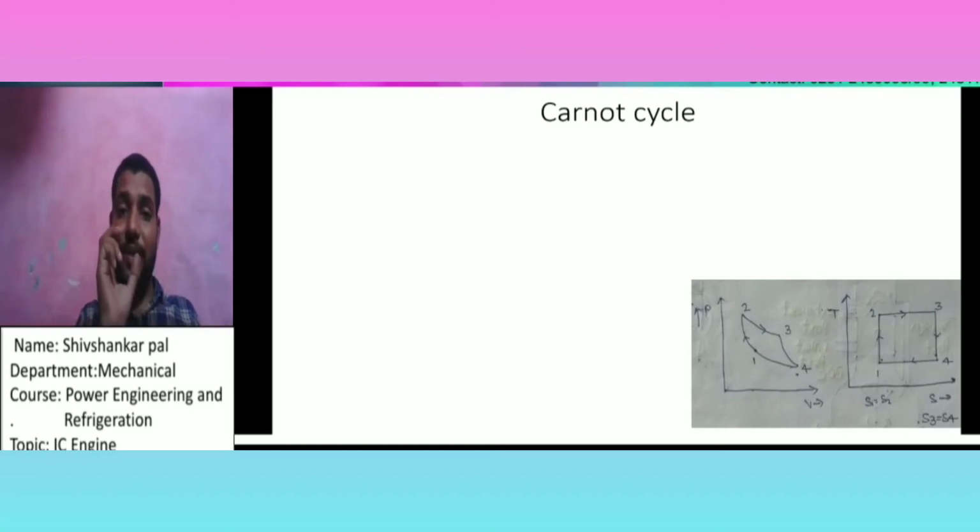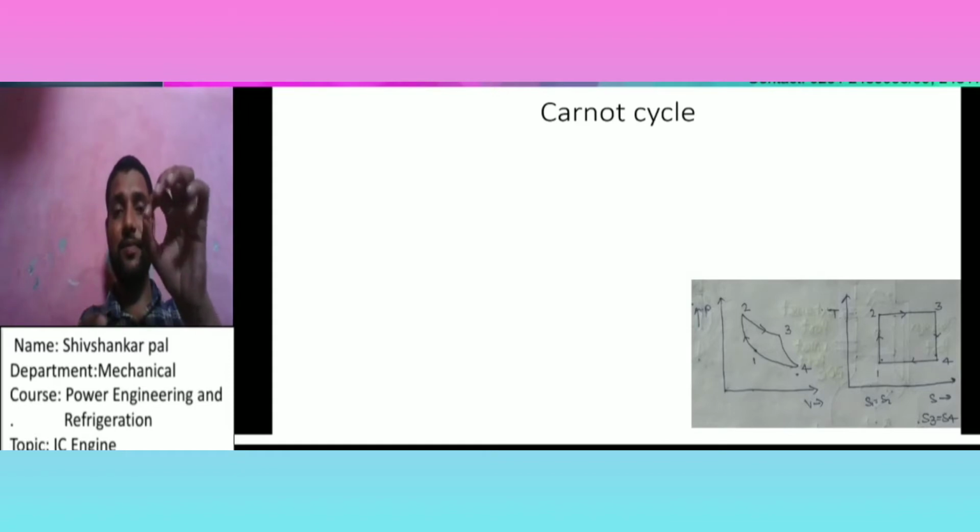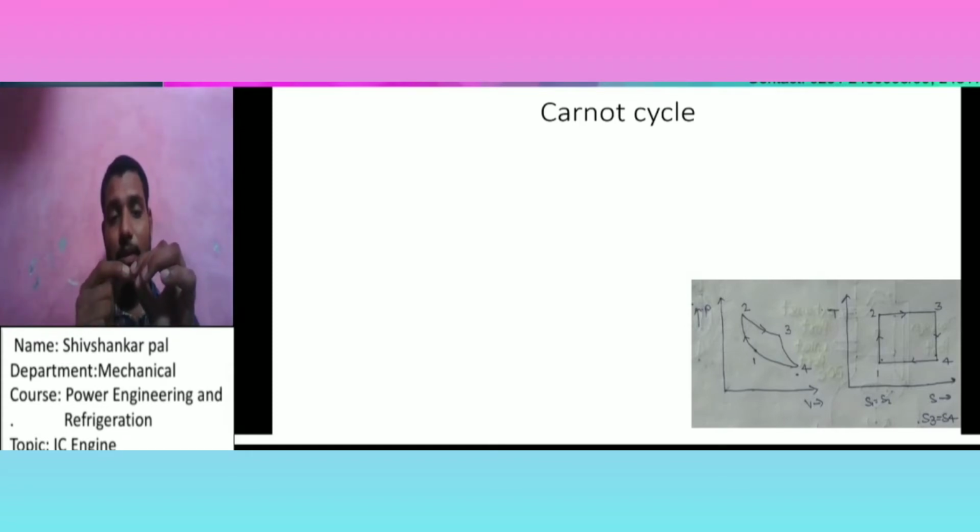In an internal combustion engine, the first step is compression. After compression comes heat addition, which happens with the spark plug. The third step is expansion, which means our piston moves, that is the expansion. And the fourth stroke is the exhaust stroke.